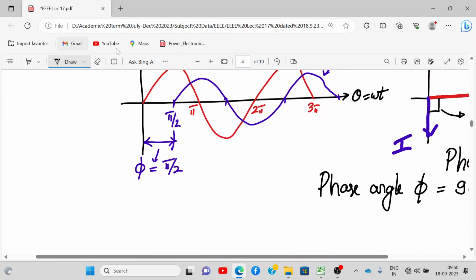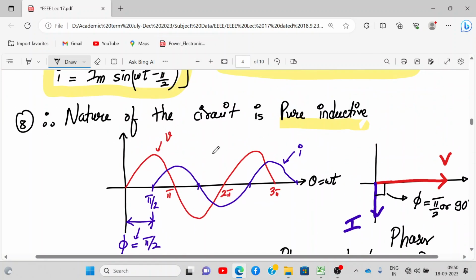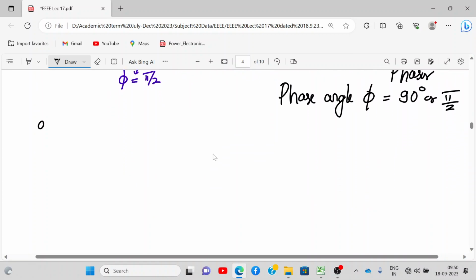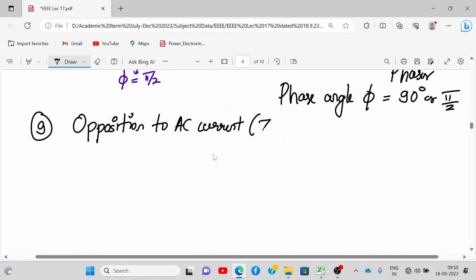Okay, now point number 9. Write down opposition to the AC current. What is it called? Z. So let's find out what is Z for this circuit. Z for a pure resistive circuit is R. Now let's find out how much it is for this inductive circuit.